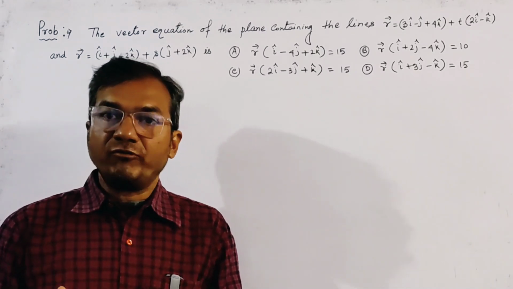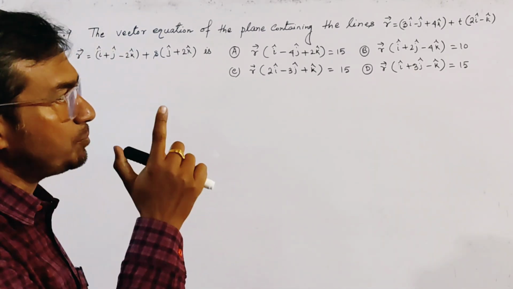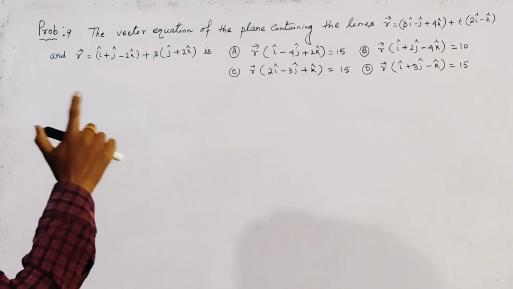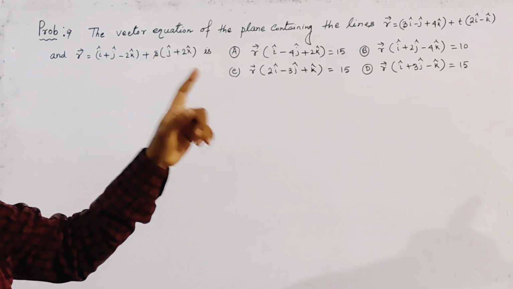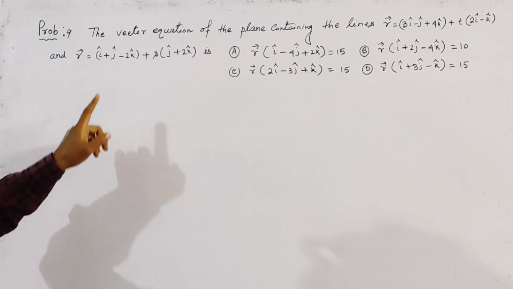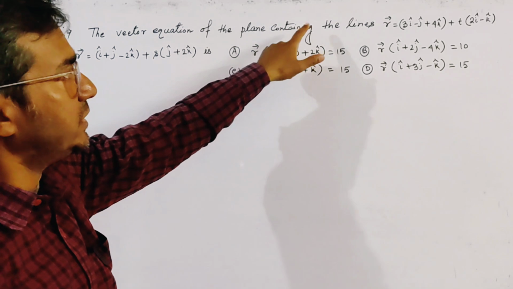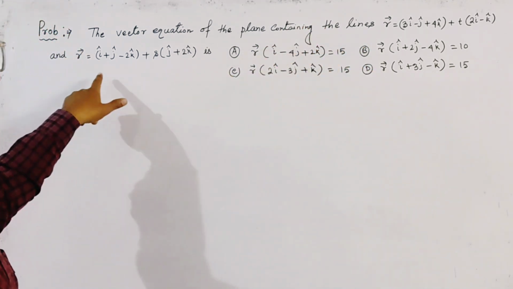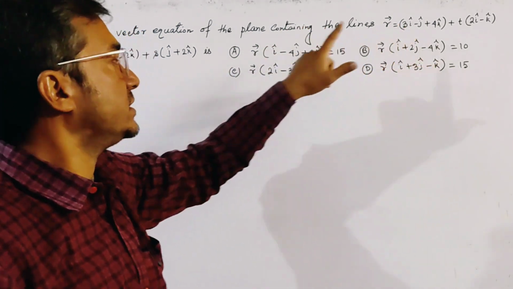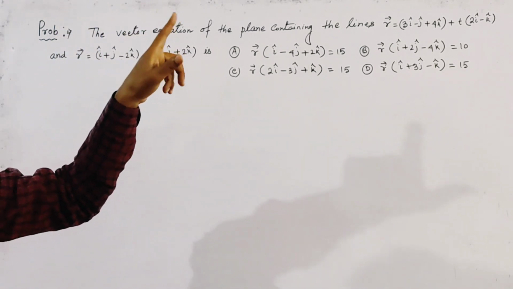A problem from vector algebra, or rather three-dimensional geometry, that is of straight line and plane in vector form. In the problem it is given that the vector equation of the plane containing the lines, two lines are given here. This is the first line and this is the second line. We have to find the plane containing these two lines.